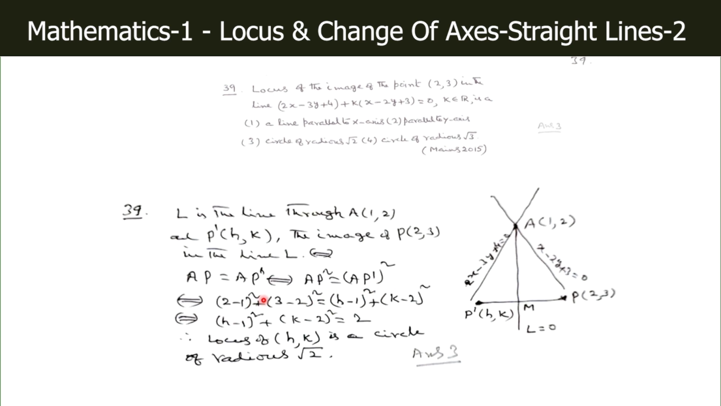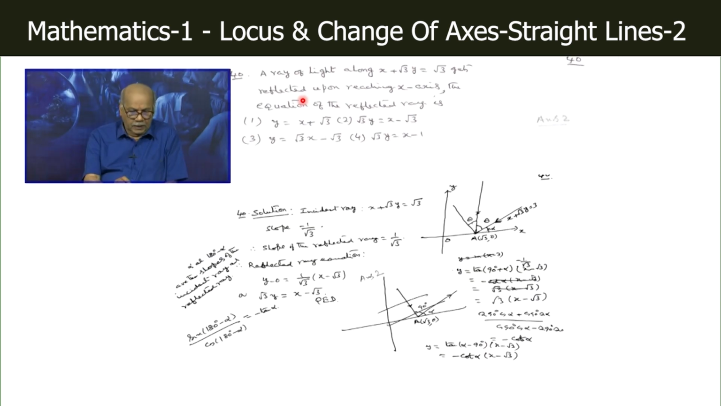Now use the distance formula: (2 minus 1) whole square plus (3 minus 2) whole square is equal to (h minus 1) whole square plus (k minus 2) whole square. That means the locus of (h, k) is a circle with center at (1, 2) and radius root 2. So the correct option is option number 3.